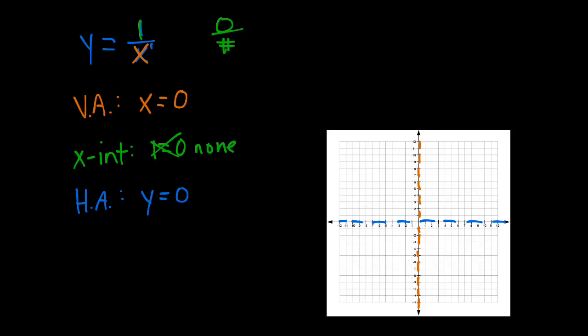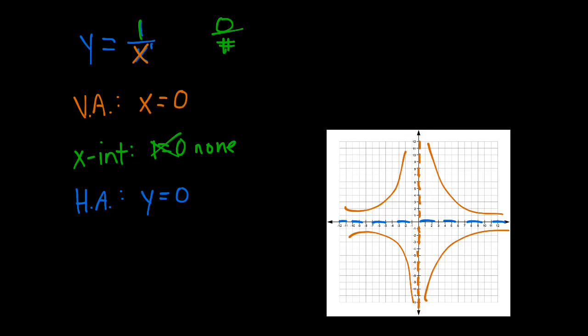Y equals 1 over x. We've got our vertical asymptote. We have no x-intercepts. We have our horizontal asymptote of y equals 0. So we're pretty sure that this graph goes along the asymptotes like that in some of those sections. So how do we know which ones it goes in?